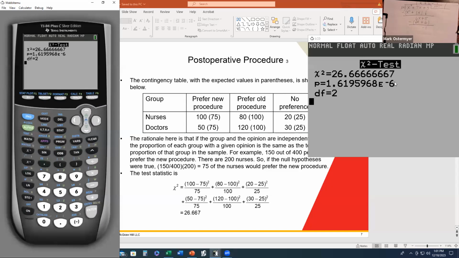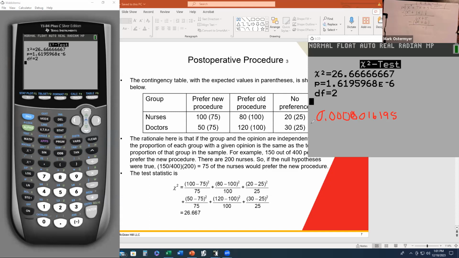The p-value is extremely small, 0.00000161959568. That's an extremely small p-value. Notice e to the negative 6 says that you would have to move your decimal point 6 places to the left, which means in decimal form, this is going to be point, there's 5 zeros, 2, 3, 4, 5, and then you finally get to 16195. So that's a very small p-value, to say the least.